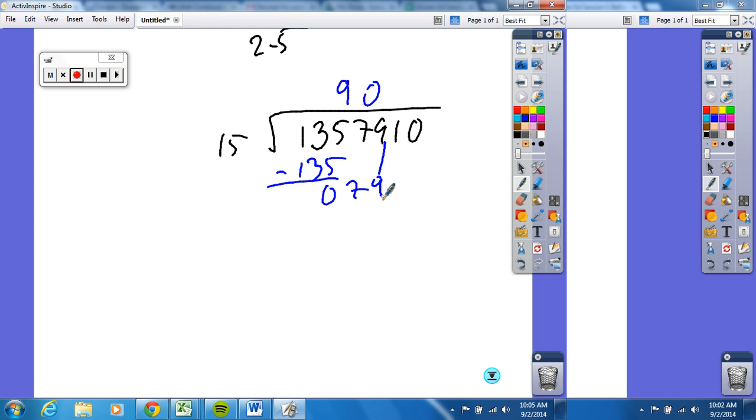And how do I get to bring down a digit? By putting something up here, correct? How many times can 15 go into 79? 5 times. That is 75, by the way. And I subtract again, and that becomes 4, bring down the 1, so 41. How many times can 15 go into 41? Twice, and I go 30.